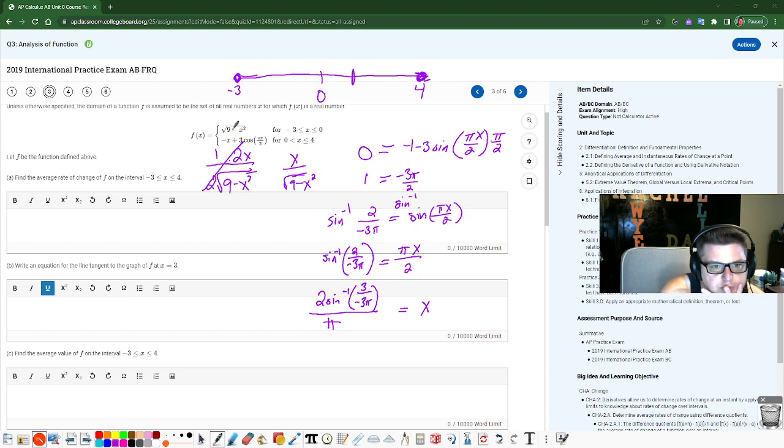Pick a number smaller, and this is going to be positive. Pick a number larger. Larger than 4, or no, that's 1. Pi over 2. Sine of pi over 2 is 1, so then that would be negative. So then our thing would be at 0.